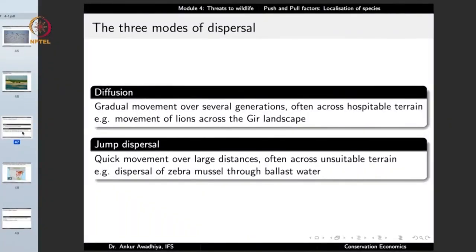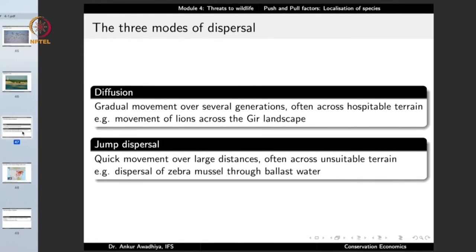We can have diffusion, which is a gradual movement over several generations across hospitable terrain. So in diffusion, the organisms are moving over several generations, and the terrain is a good terrain, so slowly and steadily they are moving, such as the movement of lions across a good landscape. So that is diffusion. In certain cases, we have jump dispersal, which is a quick movement over large distances, often across unsuitable terrain.